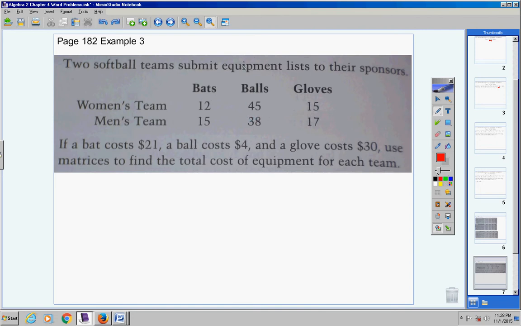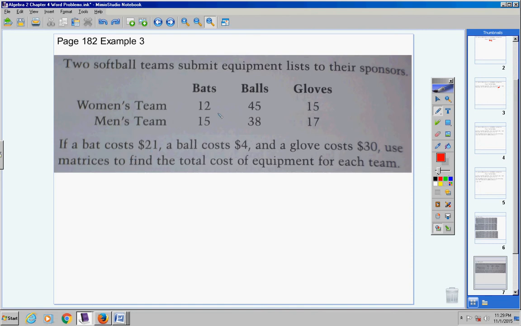So two softball teams submit their list to their sponsors. The women's team wants 12 bats, 45 softballs. I think I said baseballs earlier, softballs. 15 gloves. Men's team wants 15 bats, 38 softballs, 17 gloves, etc. Okay. So they give the cost of each one. One bat is $21. One ball is $4. One glove is $30. Use matrices to find the total cost.